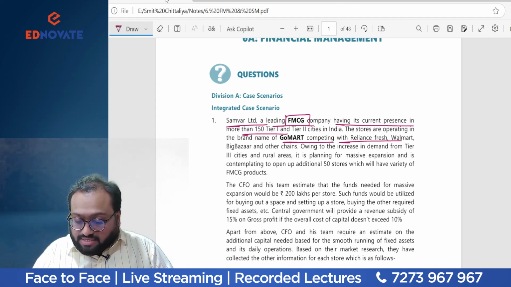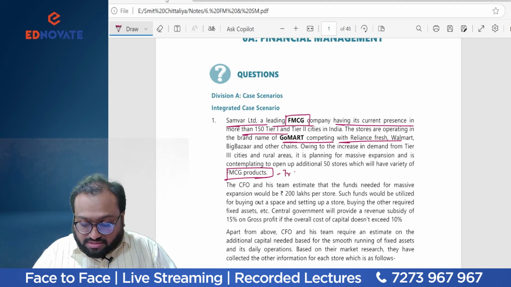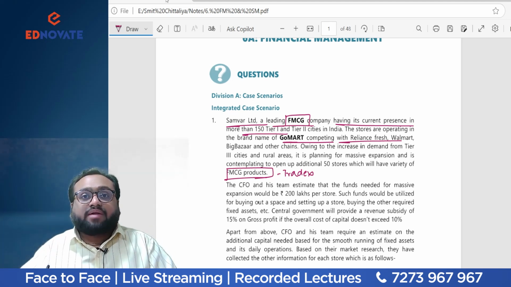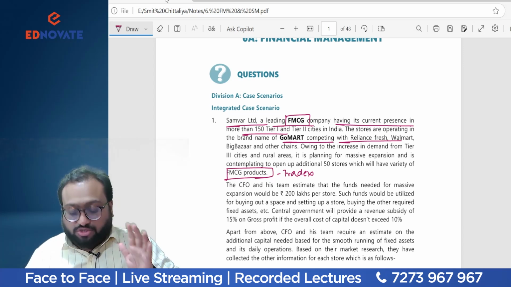Now, one thing I understand is that they are into some retail business. They are simply traders, not manufacturers. Okay, so we'll go paragraph by paragraph. We'll understand each paragraph and what important information we require, and we'll collect the same from the question. Is it okay, students?